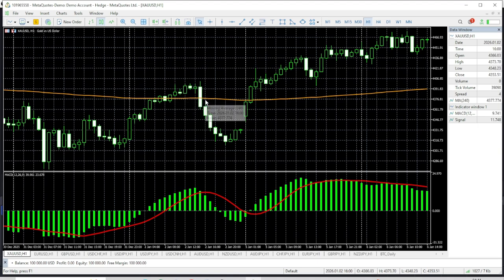So we wait for a pullback, and we got the pullback here, but the pullback didn't go well. It dropped below the 0.00 level. So we begin to wait for another setup. At this point, 1, 2, 3, 4, we had 4 candlesticks that formed completely below the EMA 240.